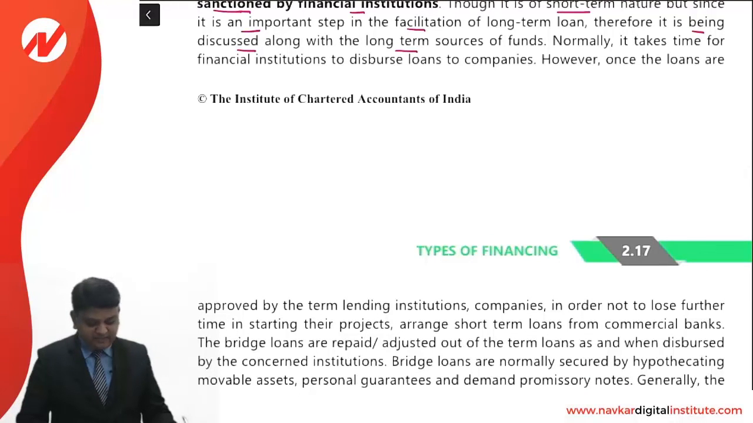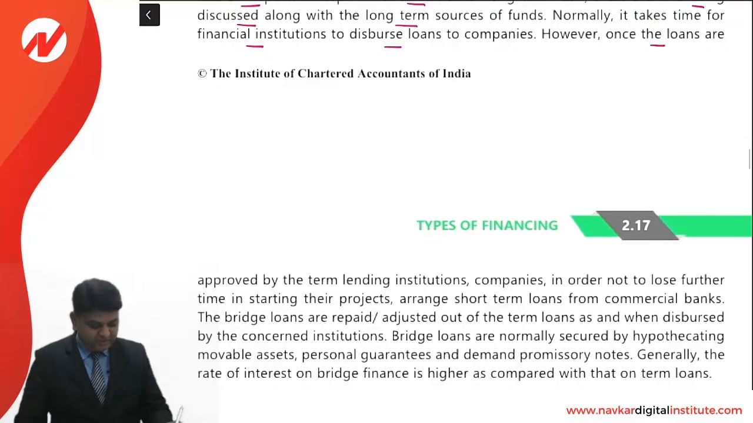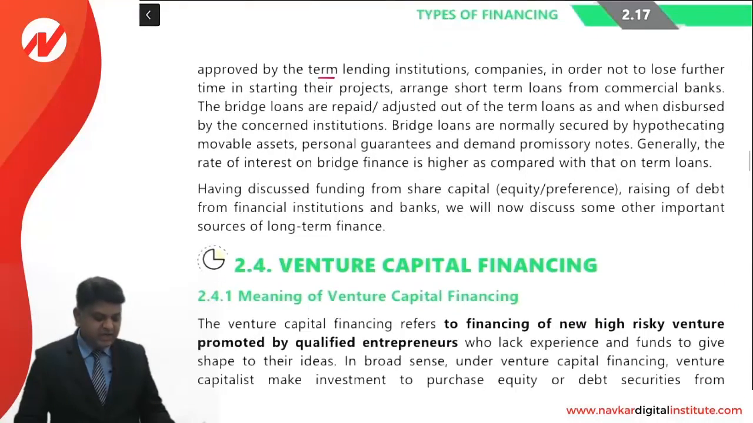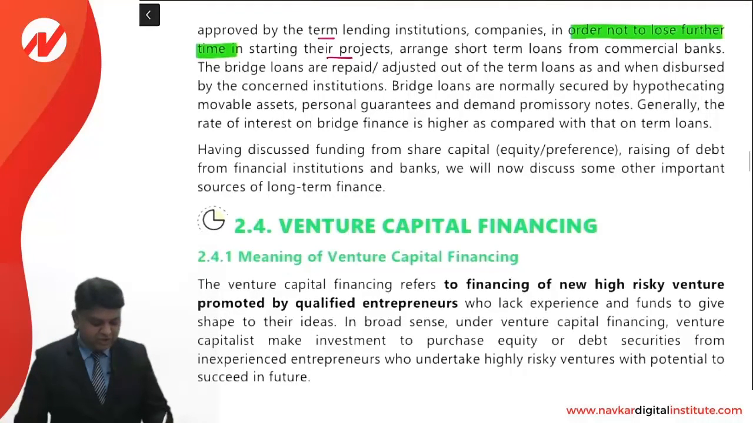Normally, it takes time for a financial institution to disburse a loan to companies. However, once the loans are approved by the term lending institution, companies, and this is important, in order not to lose further time in starting their project, arrange a short-term loan from a commercial bank. The bridge loan is repaid or adjusted out of the term loan as and when it is disbursed by the concerned institution.